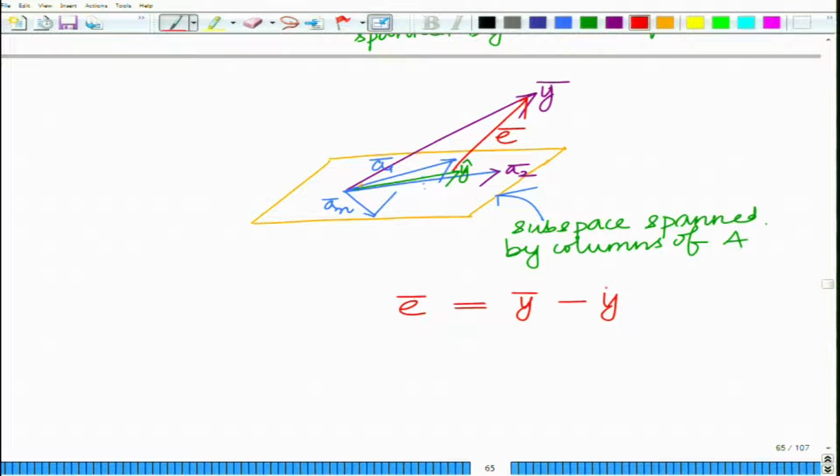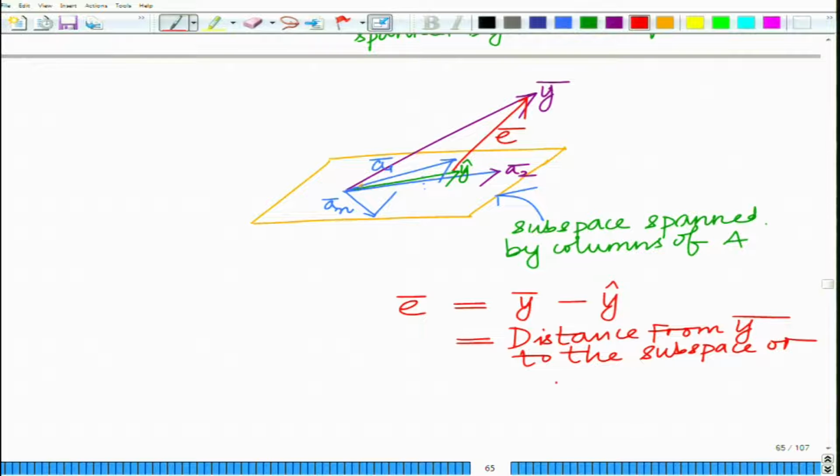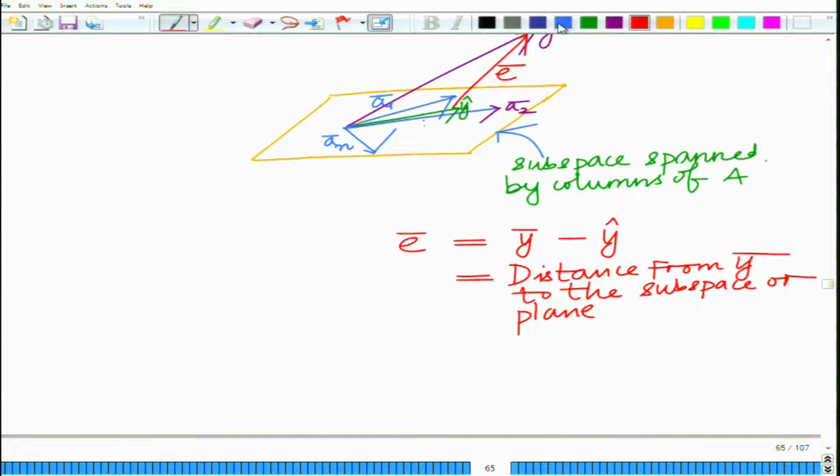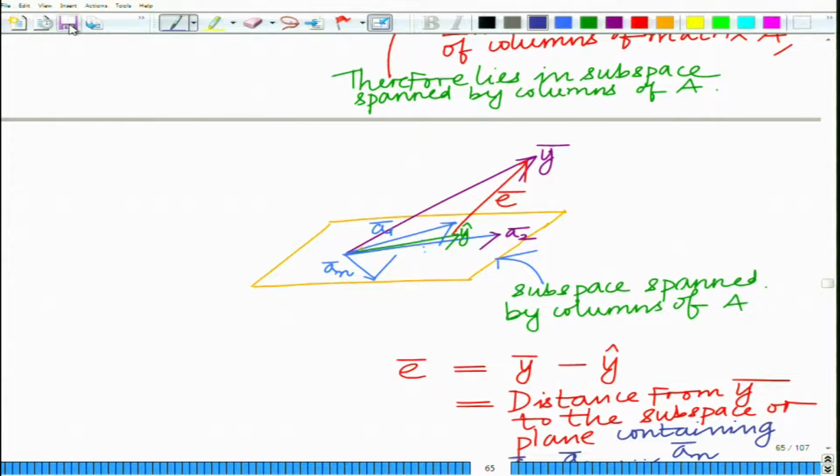and therefore, now e bar equals y bar minus y hat, and what is this? This is the distance from y bar to the subspace, or you can say the plane, let us make it simple, the plane containing A1 bar, A2 bar up to An bar. So, what you can think of this as, basically you have a vector y bar and you have this plane that contains A1 bar, A2 bar, An bar, alright, and this plane contains different possible approximations y hat.